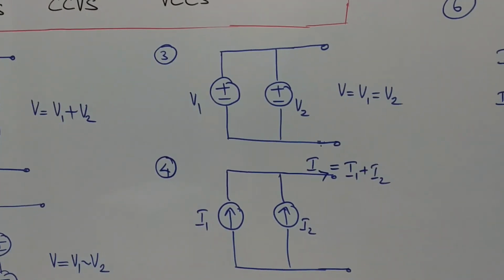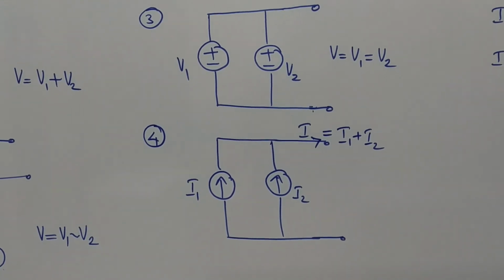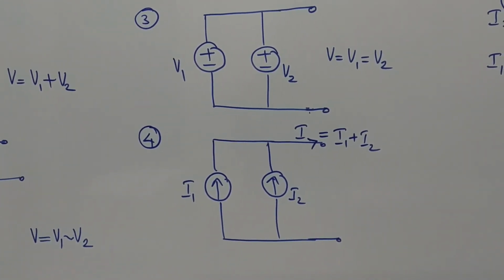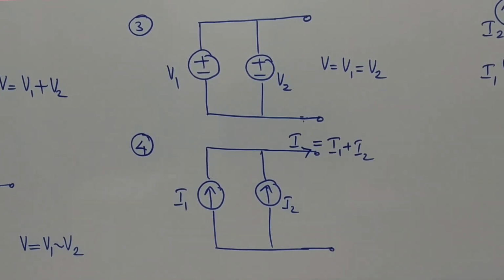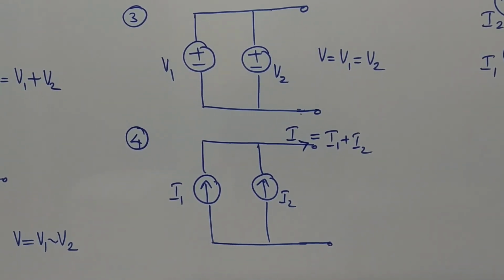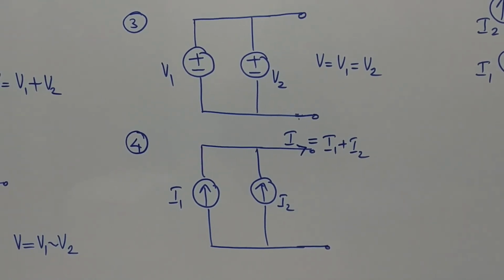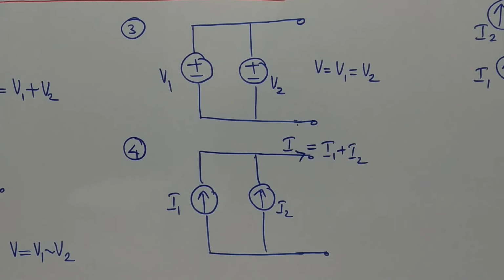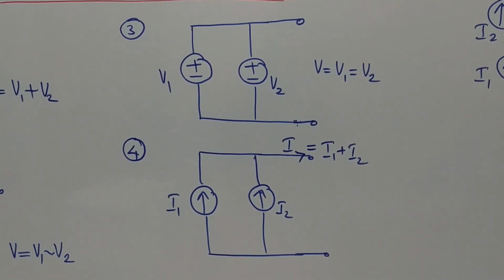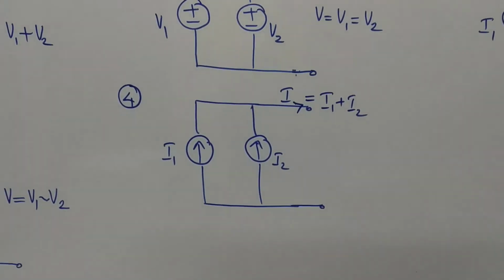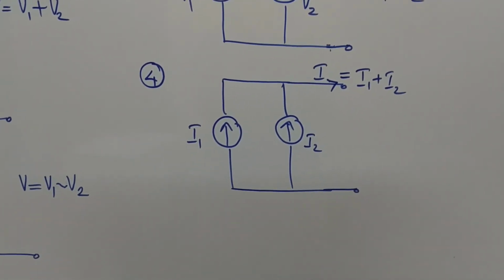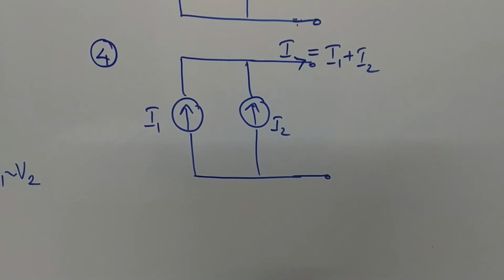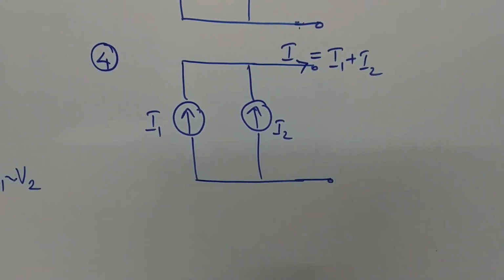Now third case is two voltage sources connected in parallel. You cannot connect two voltage sources of different values in parallel. So if you want to connect two voltage sources in parallel, the value of V1 and V2 should be the same. So parallel branches always have same voltages. Now fourth case is two current sources connected in parallel. If the direction is same, then it will add up I1 plus I2.